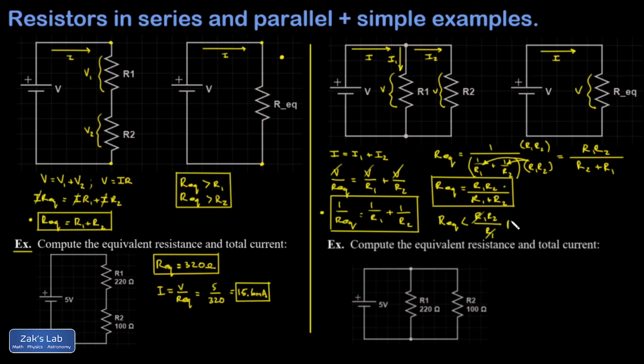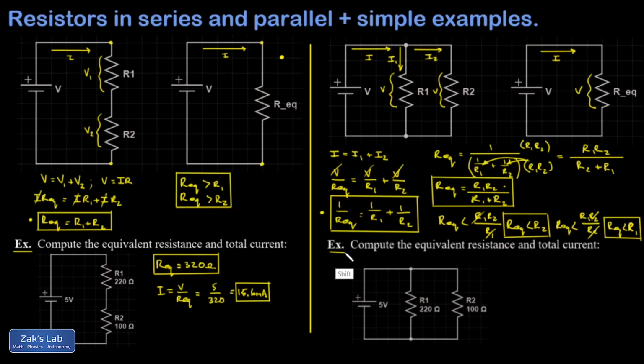And I just showed that Req is less than R2 itself. Repeat this sort of idea, removing R1 instead of R2, and I find that R equivalent is less than R1. So the parallel equivalent resistance is less than the resistance of each of the resistors that are in the combination. And we'll see that in action in the example.